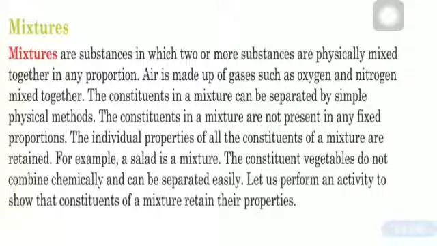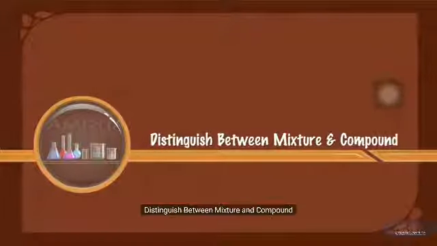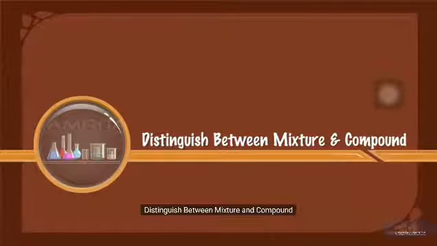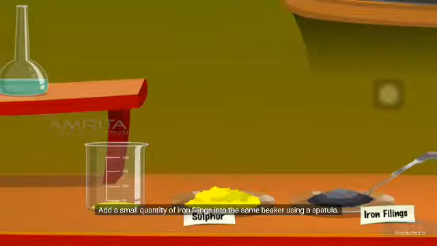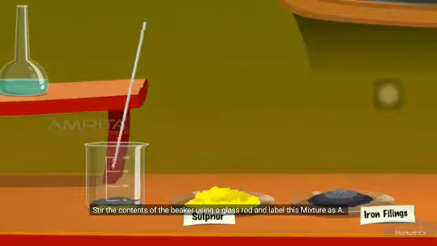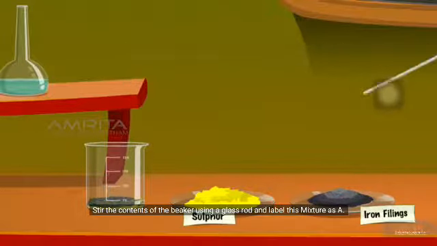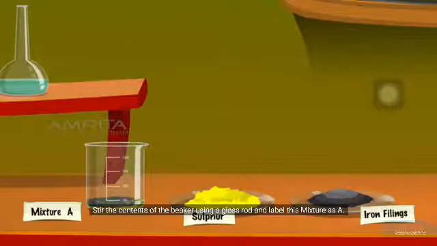Let us perform an activity to show that constituents of a mixture retain their properties. Distinguish between mixture and compound. Using a spatula, take a small quantity of sulfur powder and transfer it into a beaker. Add a small quantity of iron filings into the same beaker using a spatula. Stir the contents of the beaker using a glass rod and label this mixture as A.